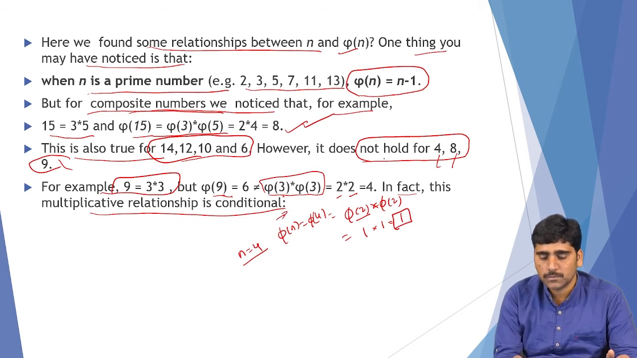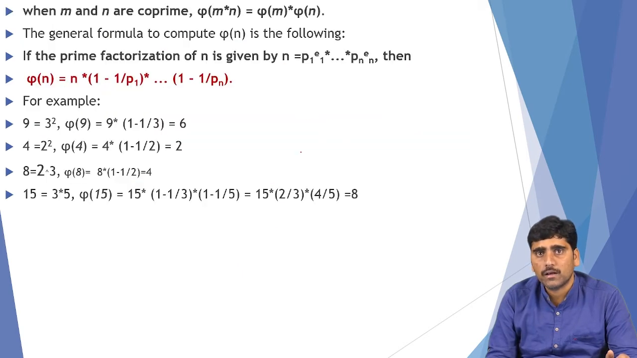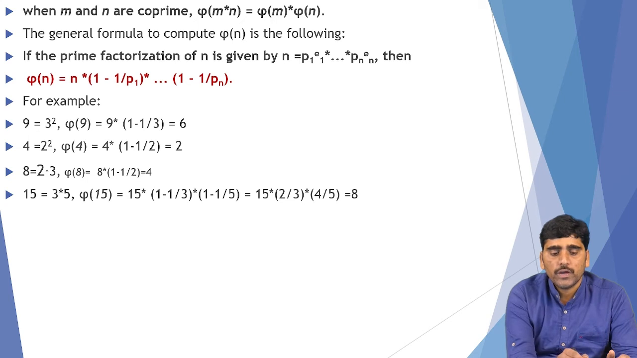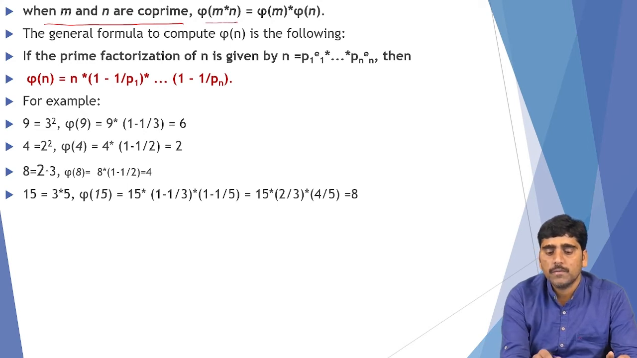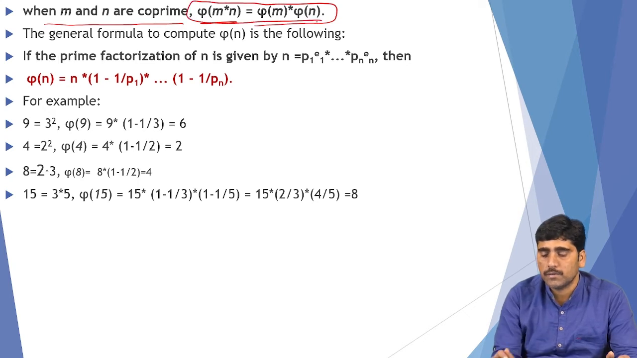As per this scenario, we are saying that for 14, 12, 10 and 6, this phi of 3 into phi of 5 type of formula is true. But for 4, 8, 9, this form is not true. So we'll see how this is calculated. When m and n are coprime, then phi of m into n equals phi of m into phi of n. This is what we mentioned in the previous slide.